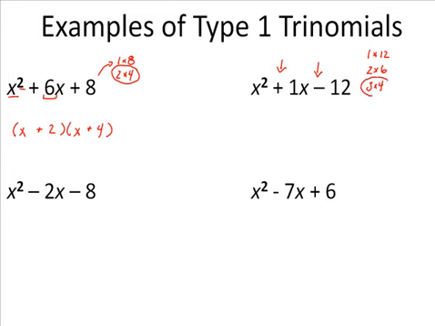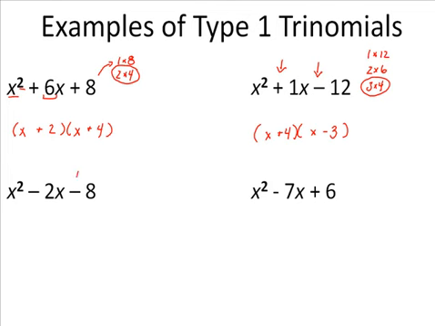I noticed that 3 and 4, if they had opposite signs, could multiply together to make 12, but add together to make 1. If the 4 was positive and the 3 was negative, they would add together to make positive 1 and multiply to make negative 12.